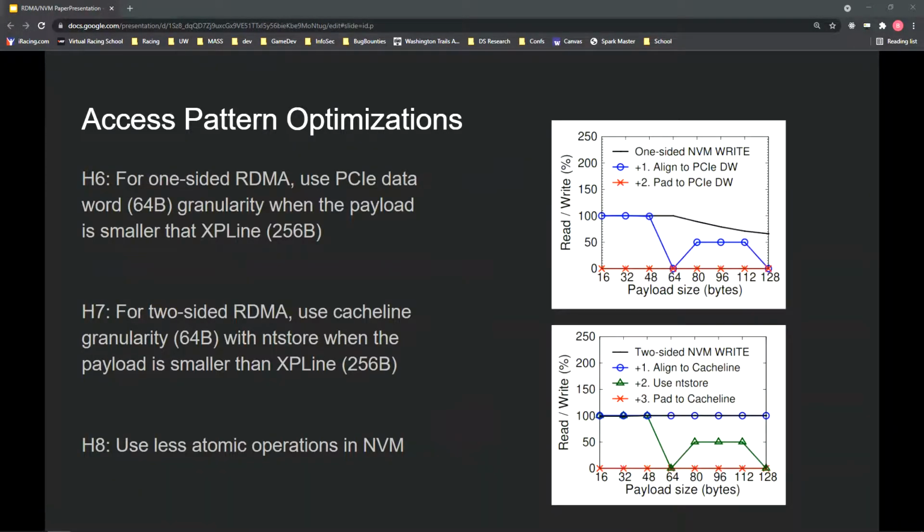So regarding H6 and 7, H6 states that for one-sided RDMA, use the PCIe data word granularity when the payload is smaller than the XP line. And H7 states that for two-sided RDMA, use the cache line granularity with NT-store when the payload is smaller than the XP line. If you recall, one-sided RDMA bypasses the CPU using the PCIe bus to communicate with NVM, whereas two-sided RDMA uses the CPU to communicate with NVM. Though the granularities are similar in this case, they could be different when using different hardware components. And as mentioned earlier, the paper didn't say that two-sided could use the PCIe to communicate directly with the NVM device.